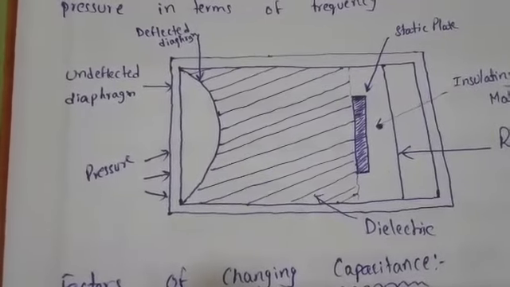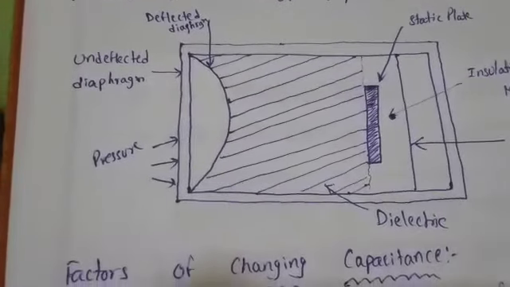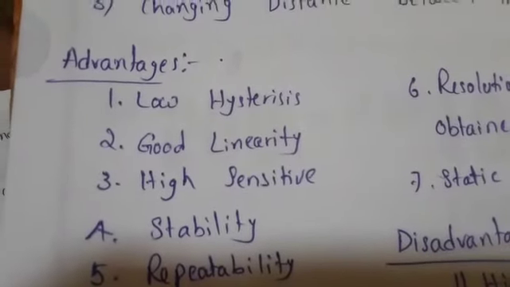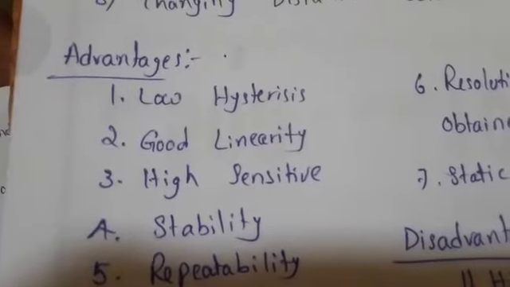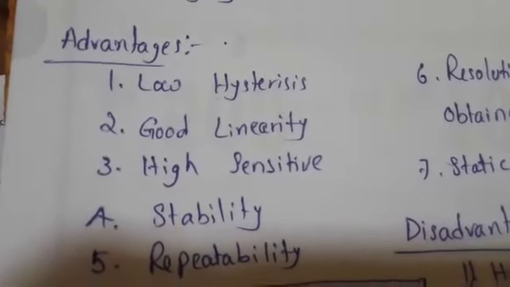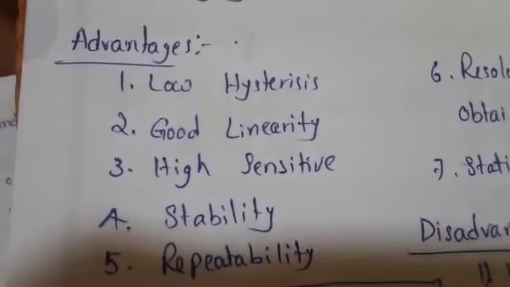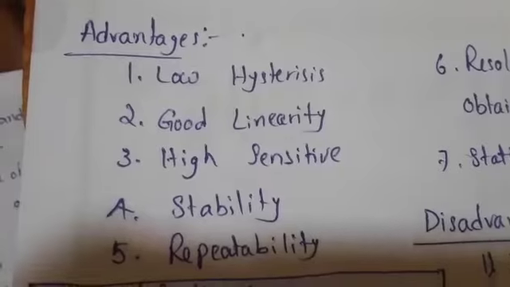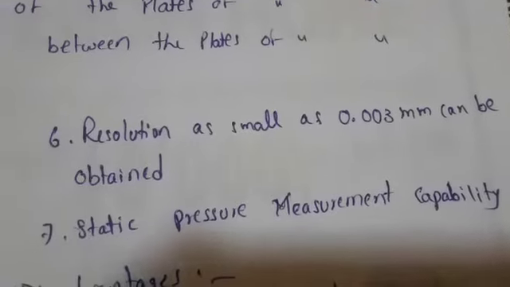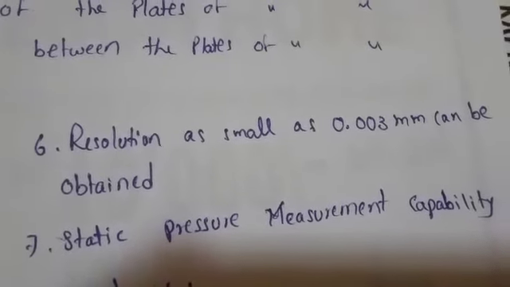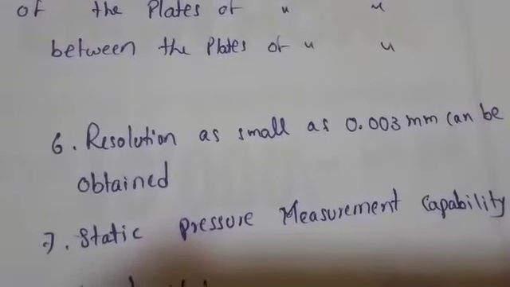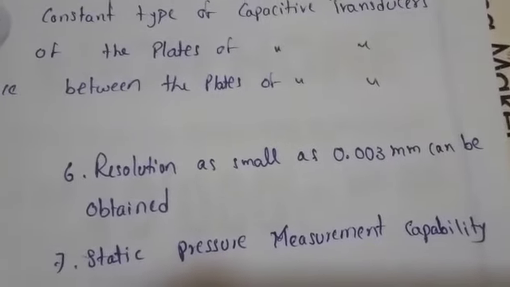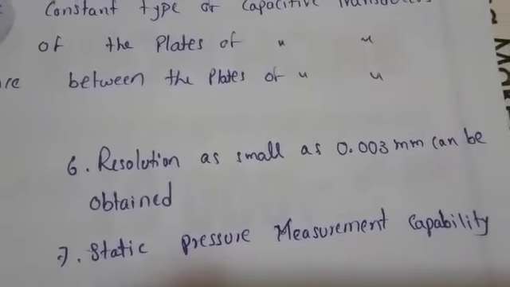Now coming to the advantages of the capacitive transducer. First one is low hysteresis. Hysteresis is one of the characteristics of a transducer. Second one, good linearity. Third one, high sensitivity. Fourth one, it has stability. Fifth one, repeatability. Sixth one, it has a small resolution, in terms of 0.003 millimeters, that can be obtained. And static pressure measurement capability.